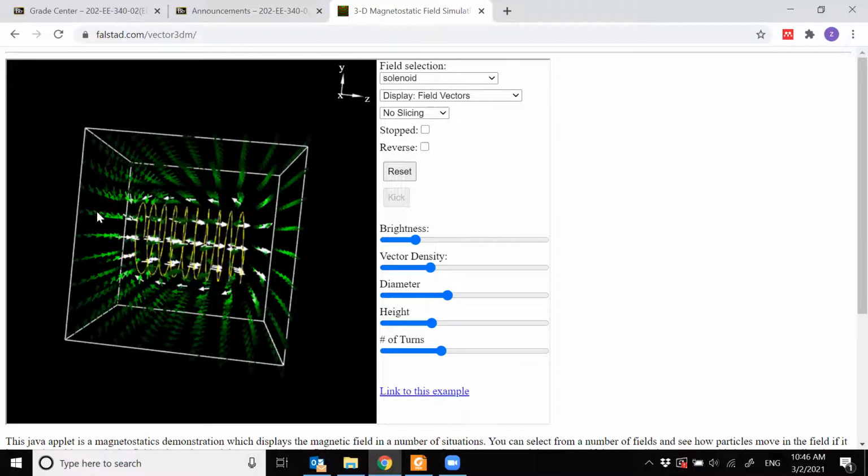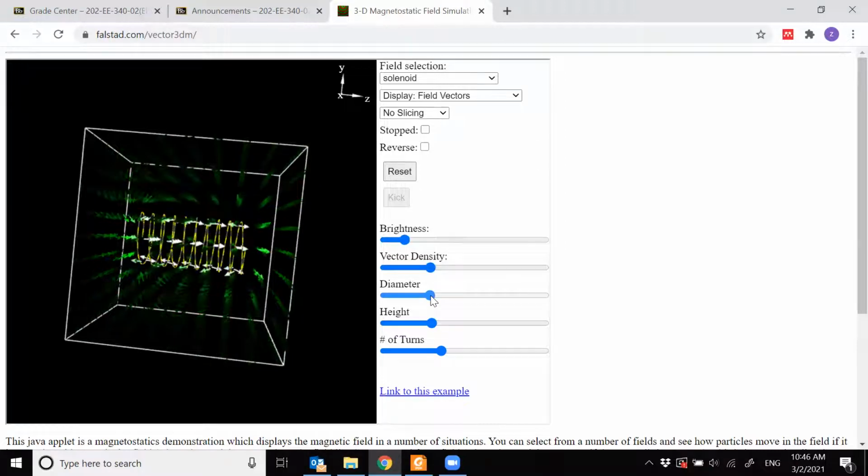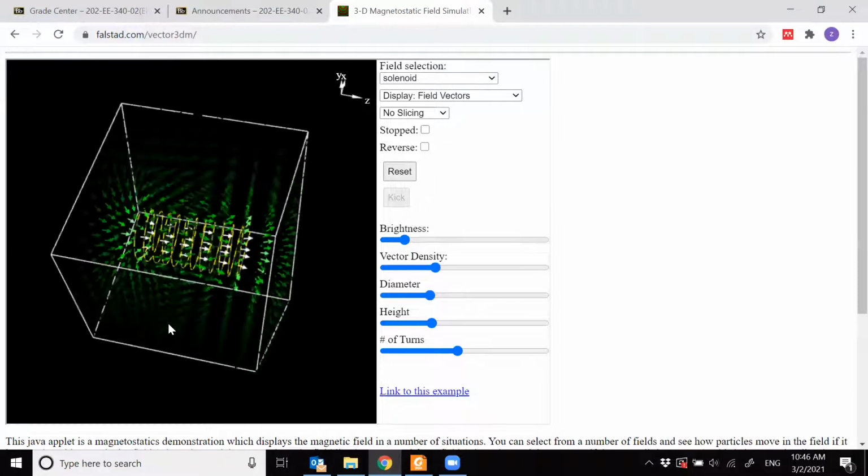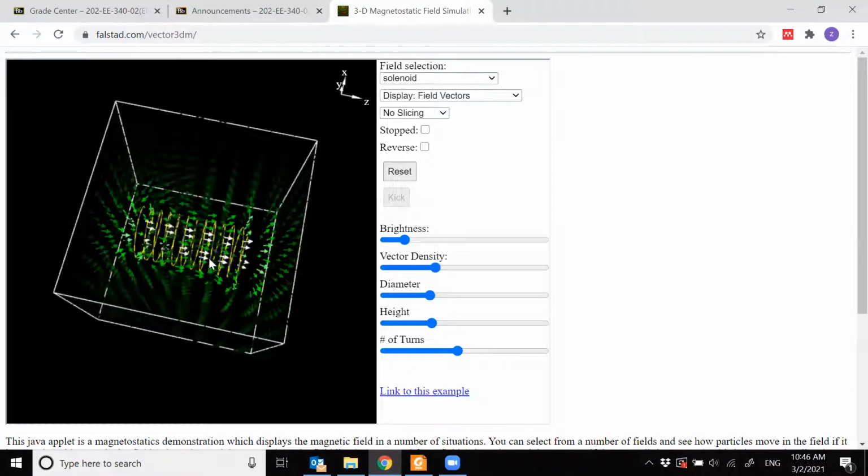So here are the field fringes. Here are the field fringes. And let me reduce the diameter also. So if you see the diameter, forget about this white arrows and increase the number of turns. This is how it looks like. See? So inside it's almost constant, but outside it is going like this and then returning back. Here also going out and returning back.